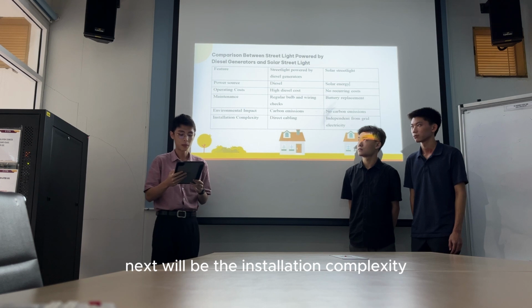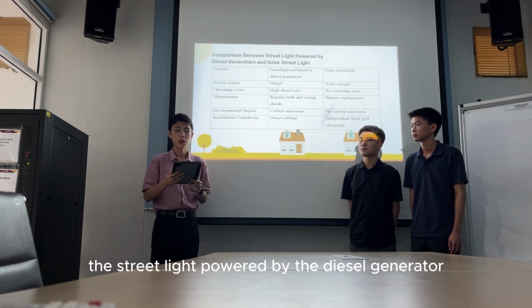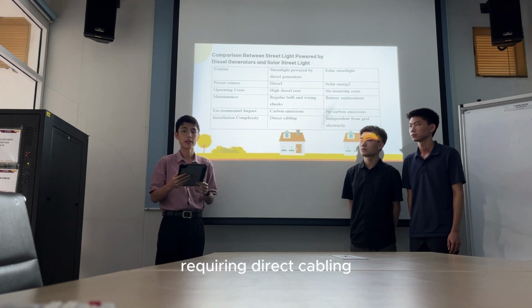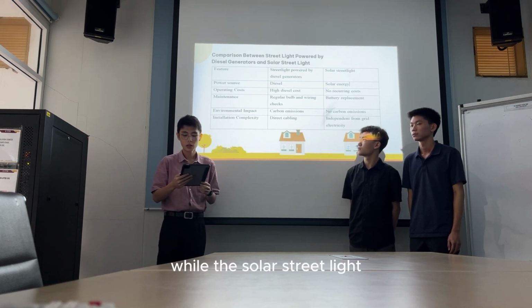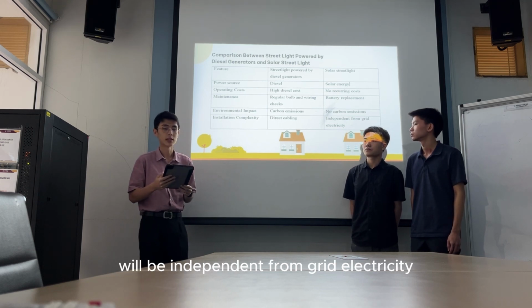Next will be the installation complexity. The streetlight powered by the diesel generator requires direct cabling, while the solar streetlight will be independent from grid electricity.